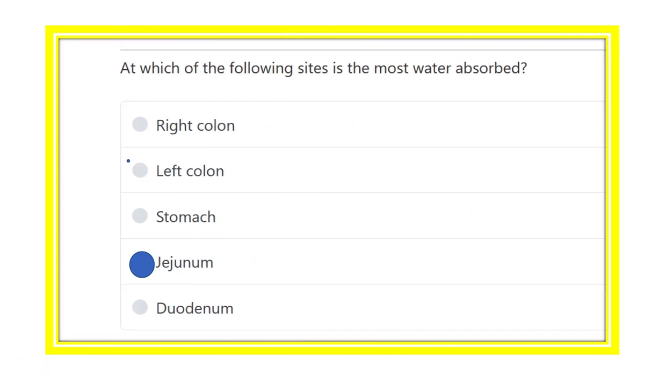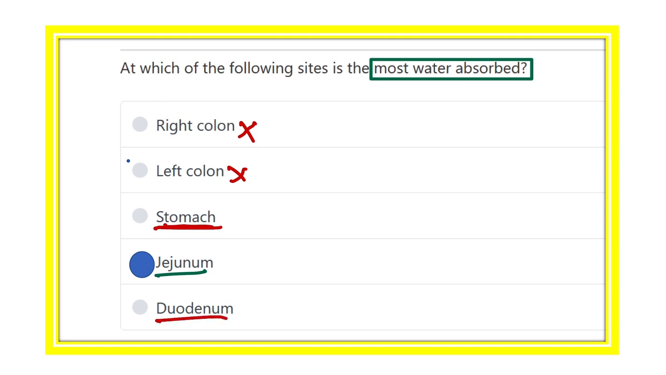So where is the most water reabsorbed? Now I think it is clear. It is from the jejunum, not from the right colon, not from the left colon. And in the stomach, usually no water is reabsorbed, and in the duodenum only a minimal amount of water reabsorption occurs.